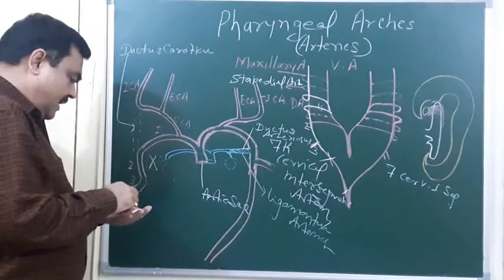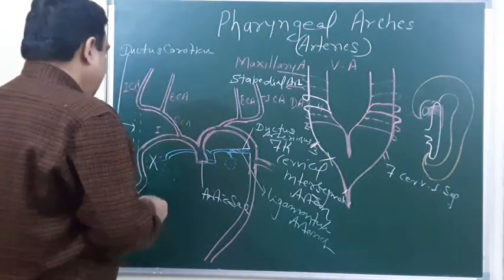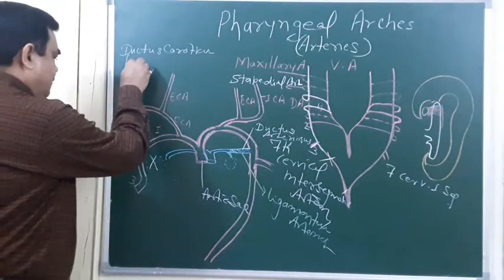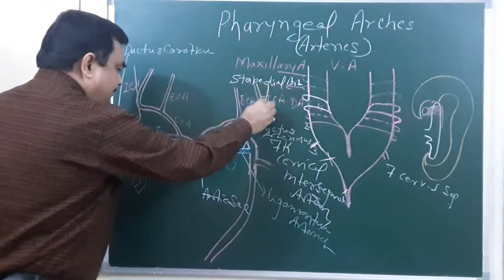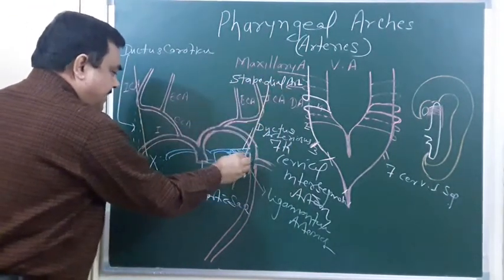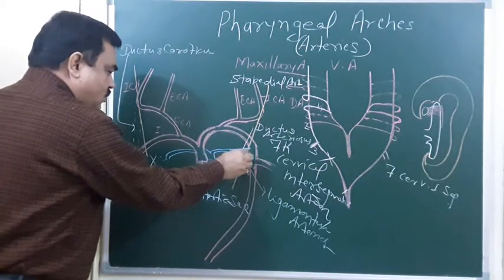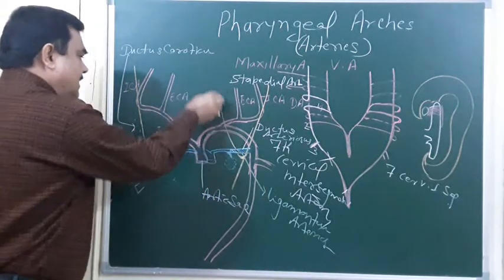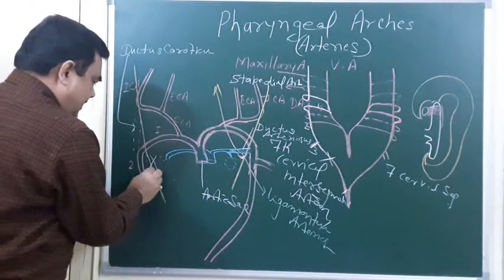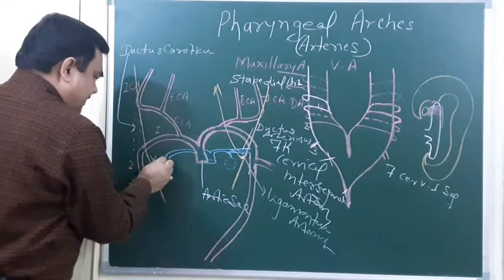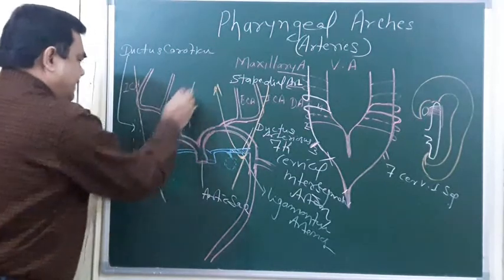Here one important relation you can see. Here is the vagus nerve. It gives a recurrent laryngeal nerve which hooks below this and turns upward. Initially it passes like this.